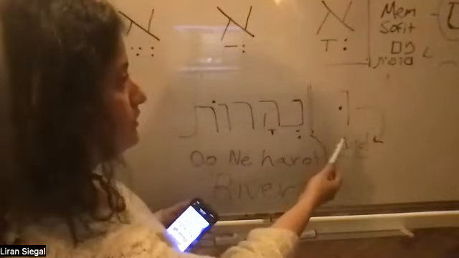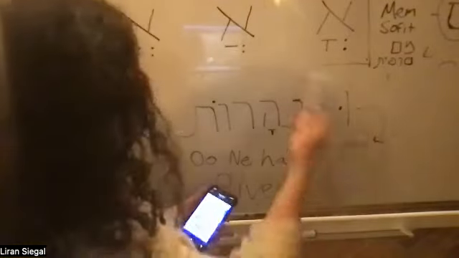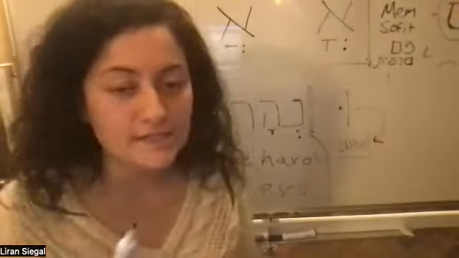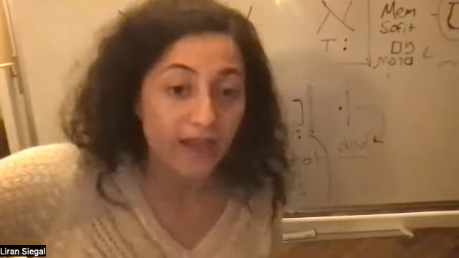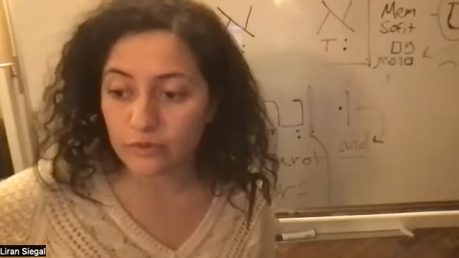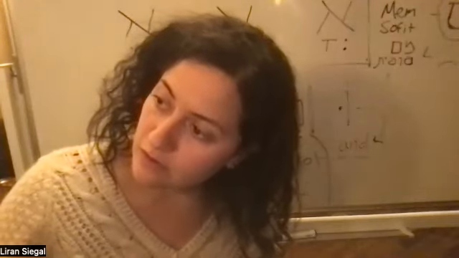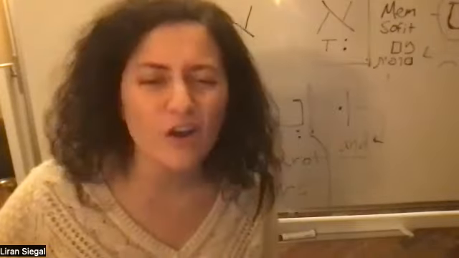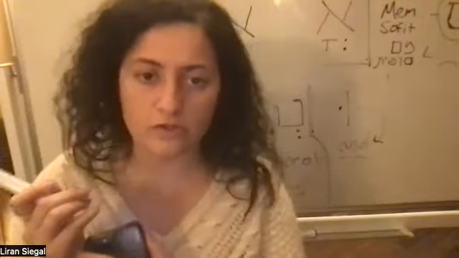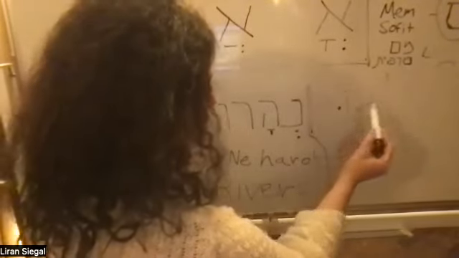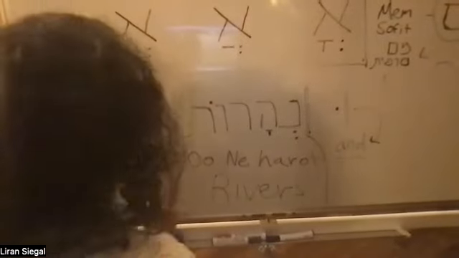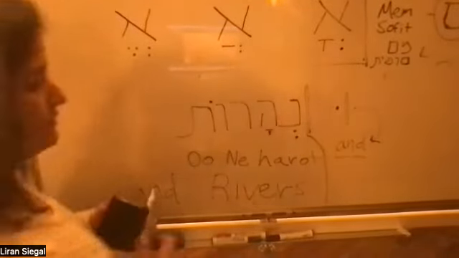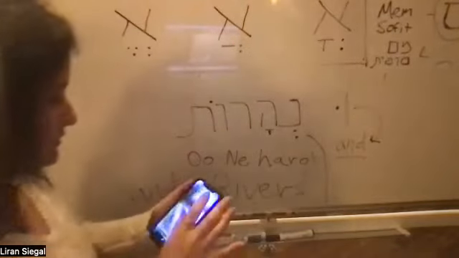So you can say and yeladim, and children, or it's usually for plural. No, you can say non-plural words with it too. But it represents and. That's the most important thing that you know. Okay. So this means and rivers. Okay. And rivers. Uneharot. Uneharot. Yep, uneharot. So, and rivers.